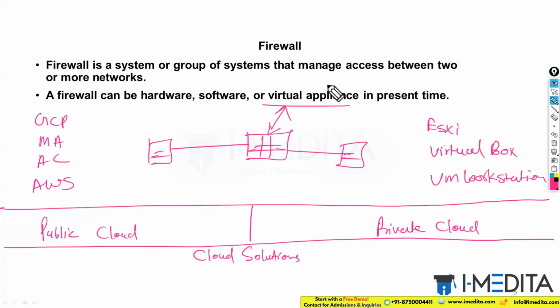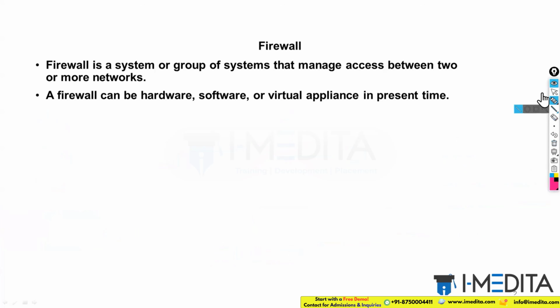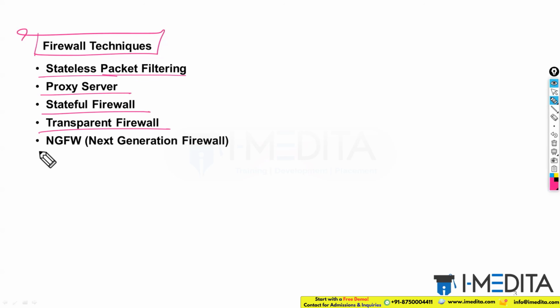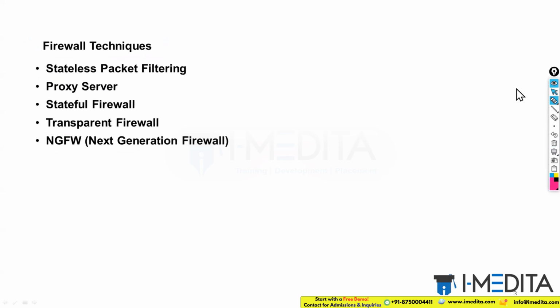So this should be clear: what is a firewall and the types of firewall. A firewall can be hardware, software, or a virtual appliance. Now let's move further to firewall techniques. Firewall techniques are packet filtering or stateless packet filtering, proxy server, stateful firewall, transparent firewall, and next generation. Let's start with packet filtering.